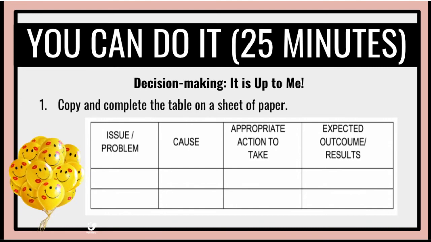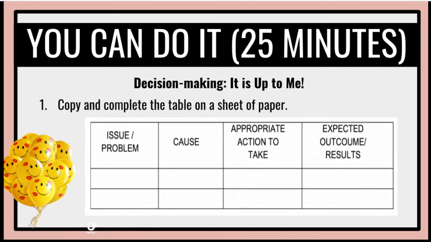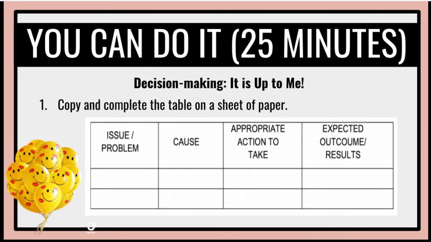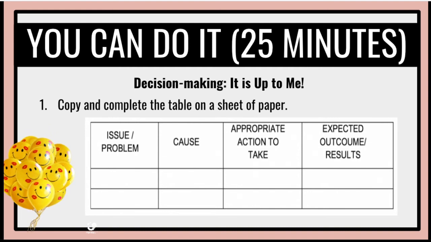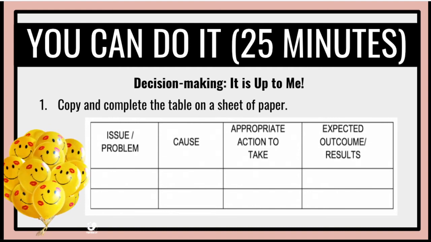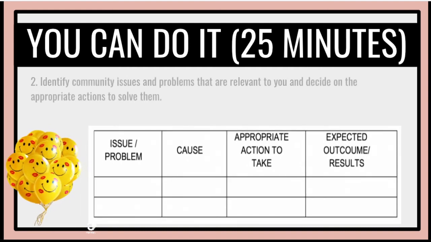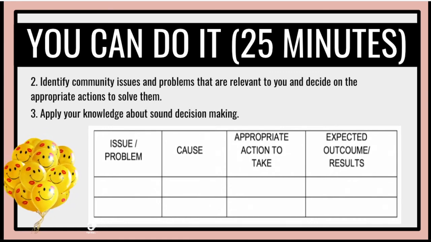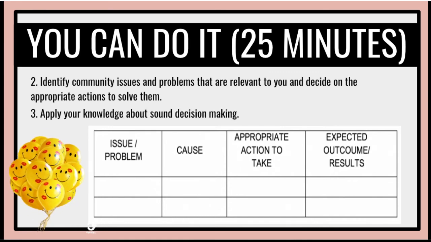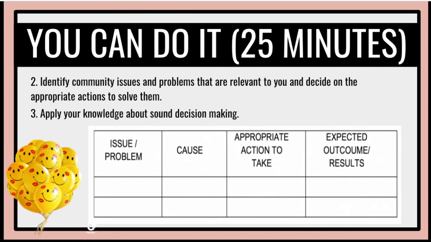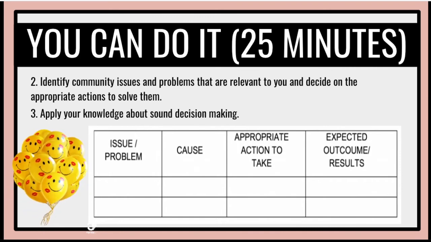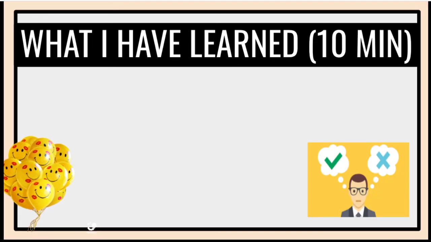Number 1, you have to copy and complete the table on a sheet of paper so you can write the issue or the problem, the cause, the appropriate action to take, and the expected outcome or results. After that, you have to identify common community issues and problems that are relevant to you and decide on the appropriate actions to solve them. Apply knowledge about sound decision making.